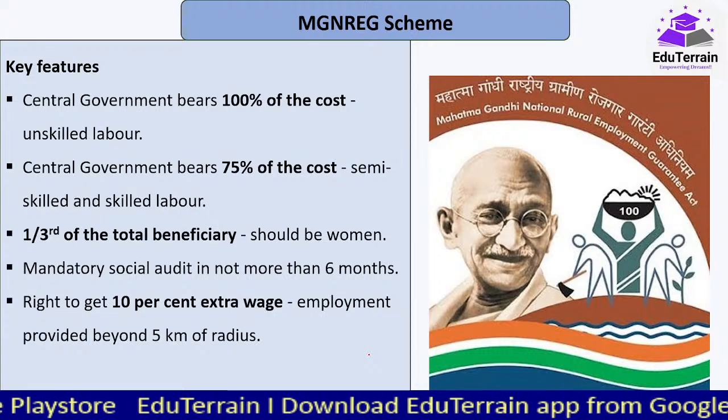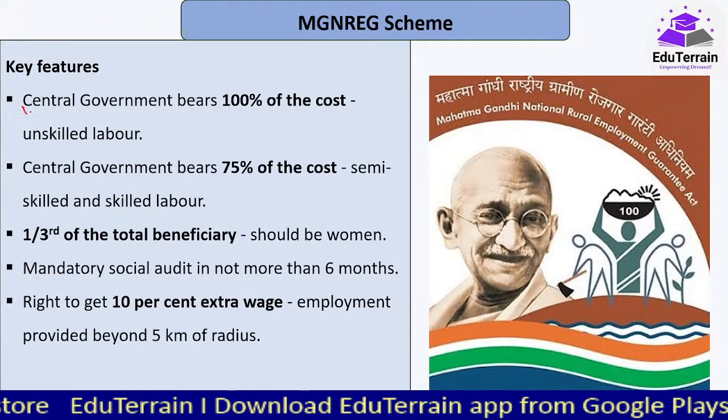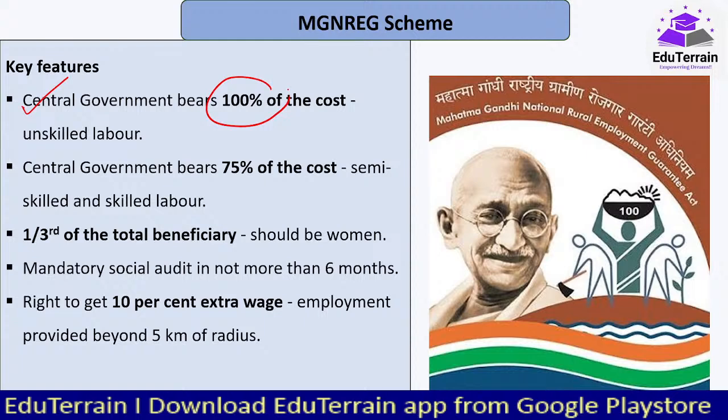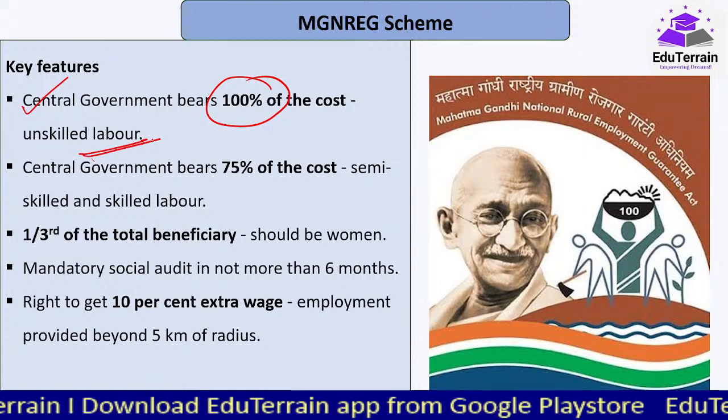What are the key features? The central government bears 100% of the cost if it is unskilled labor.